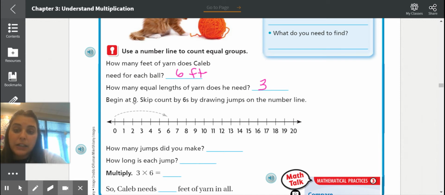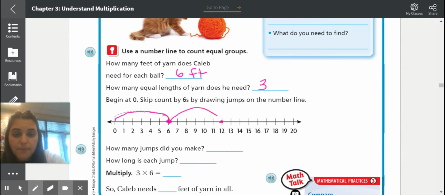So begin at 0, and we're going to skip count by 6s, drawing jumps on the number line. So the first one is going to go from 0 to 6, and I like to put a dot. Okay, we're going to make 3 of those because he's making 3 balls. So I'm going to count 6 more and then put another dot. So from 6, it's 1, 2, 3, 4, 5, 6. You should have landed on 12.